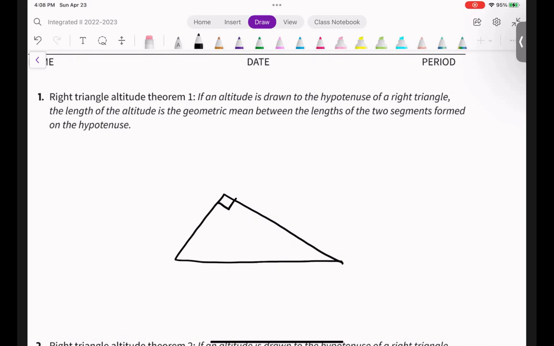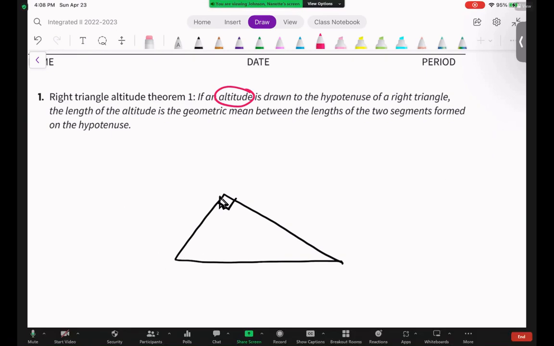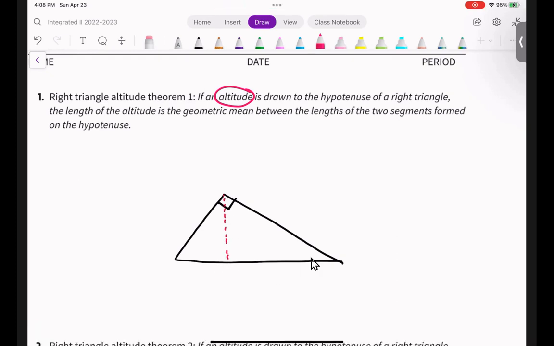And they said if an altitude is drawn, so I'm going to talk about this guy. So pretend that this is a weird building, and here you are at the tippy top, right? And what's going to happen is you're going to drop a rope straight from the tippy top all the way to the floor. That would be your altitude, okay? So an altitude is also known as the height of something, okay? So this is your altitude. Specifically, this is the altitude to the hypotenuse of a right triangle.